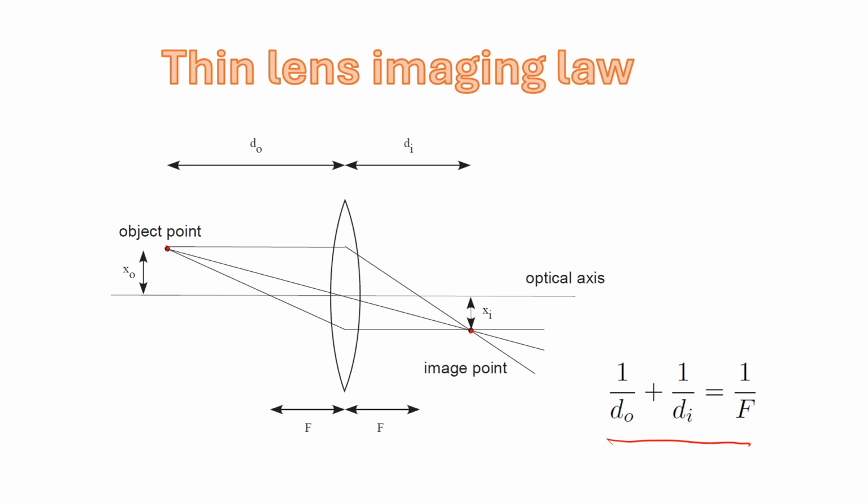And then similarly, there's the magnification of the system, where we saw already that x sub i over d sub i was equal to minus x naught over d naught. So the magnification of the system, which would be the height x sub i divided by the height x naught, is equal to minus d sub i over d naught.